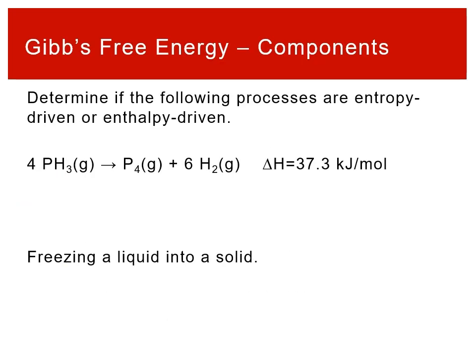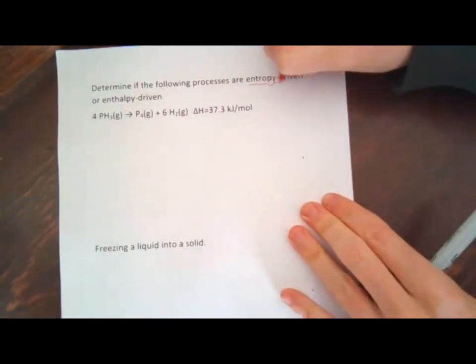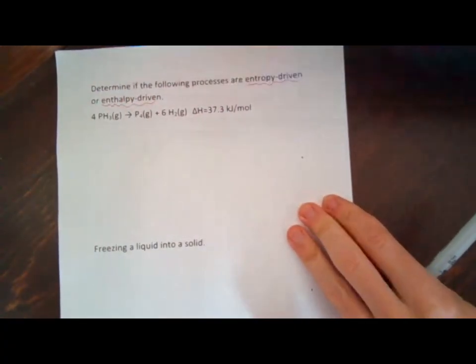All right, so let's get some practice at identifying whether or not a process is entropy driven or enthalpy driven. I have two reactions here. 4PH3 gas becomes P4 gas and 6H2 gas, and the delta H is 373 kilojoules per mole. And the second process is freezing a liquid into a solid. So let's take a look at these. I want to know if each of these is either entropy driven or enthalpy driven. And if we want to know that, really what we're looking for are the signs for delta H and delta S.